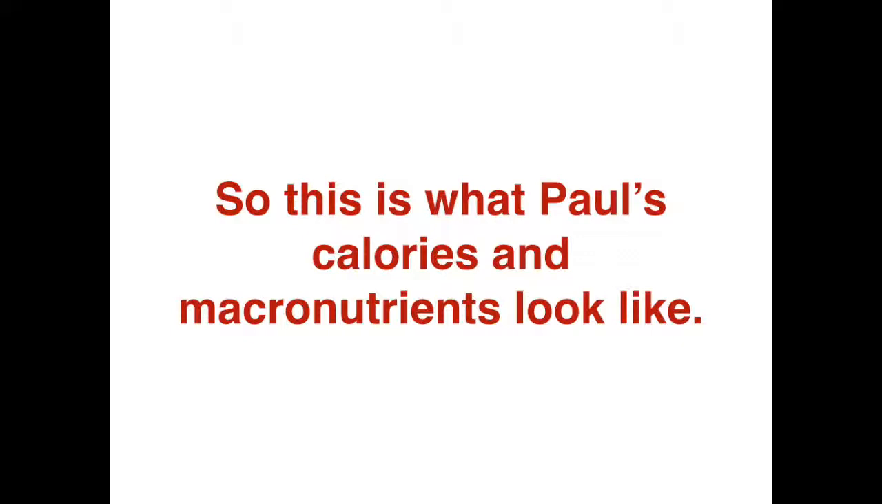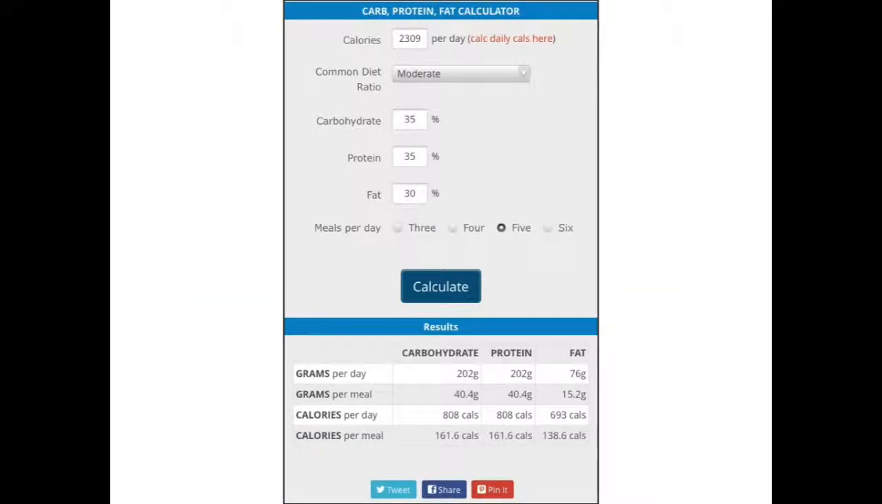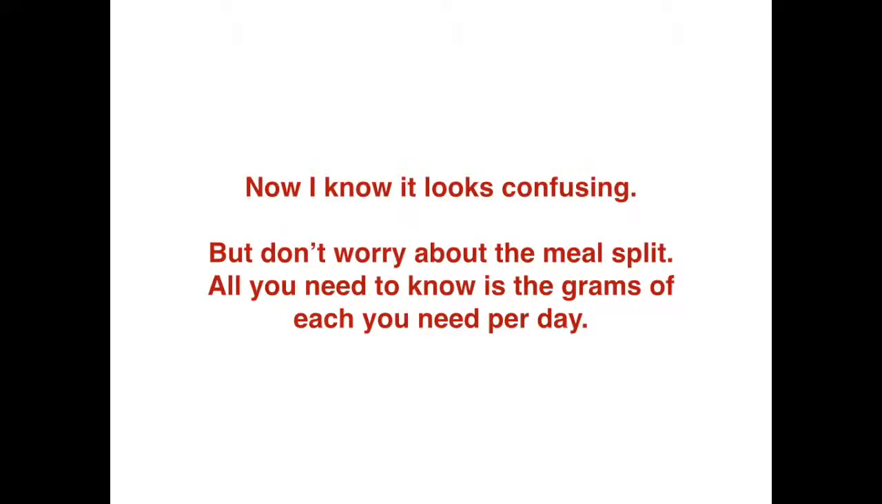So, this is what Paul's calories and macronutrients look like. At the top, we've entered in Paul's calories, which from a 10% deficit is 2,309. Then, because he's a mesomorph, we worked out his split, which is carbs 35%, proteins 35%, and fats 30%. And as you can see down the bottom, it's come up with his results. So what you really want to look at is the grams per day. Carbohydrate, 202 grams, protein, 202 grams, and fats, 76 grams. Now I know it looks a bit confusing, but don't worry about the meal splits. All you need to know is the amount of grams that you need per day.